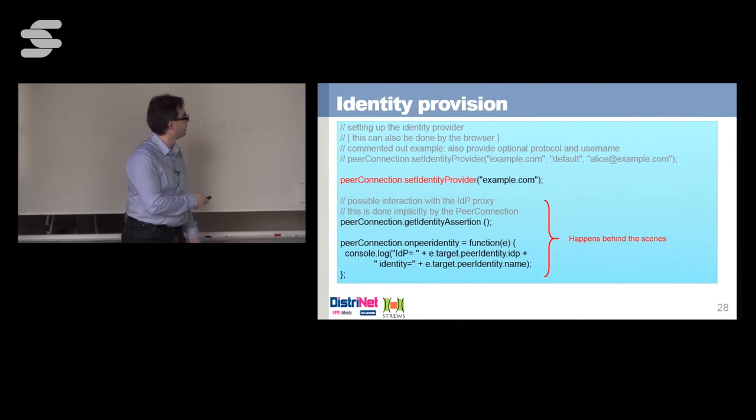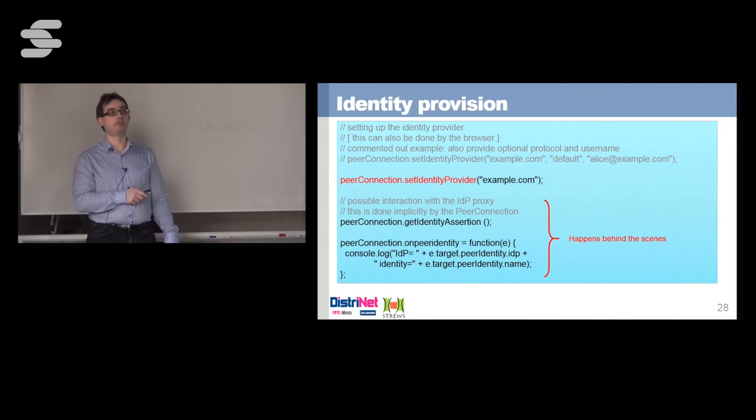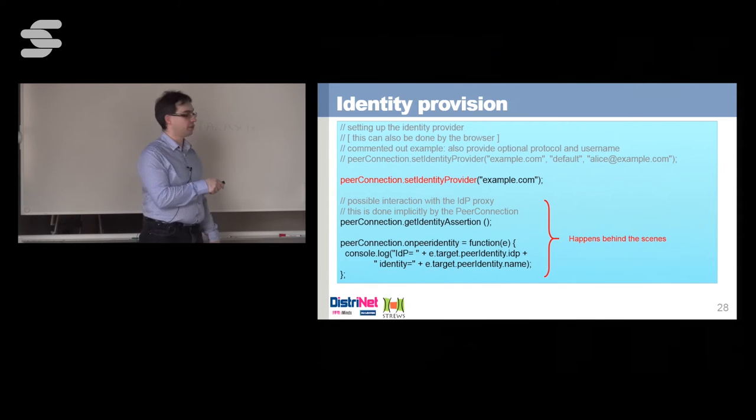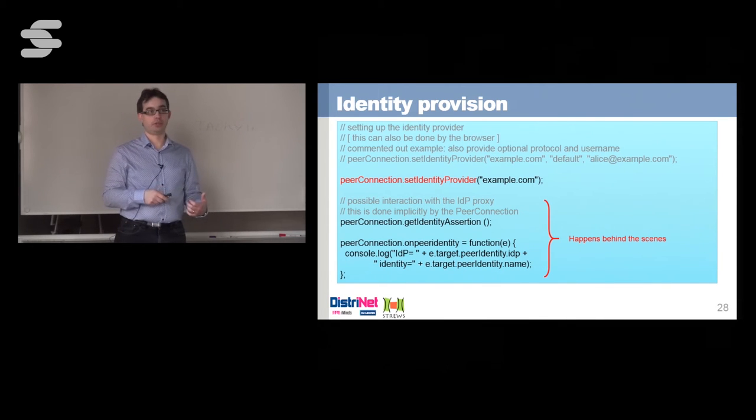And I mentioned here for the identity provider, you actually set which domain is responsible for identity provision, and then automatically the right iframe will be loaded from that identity provider. Here's some code that you could use to manually get the assertion, but it is something that happens behind the scenes to make a fingerprint for your endpoint.